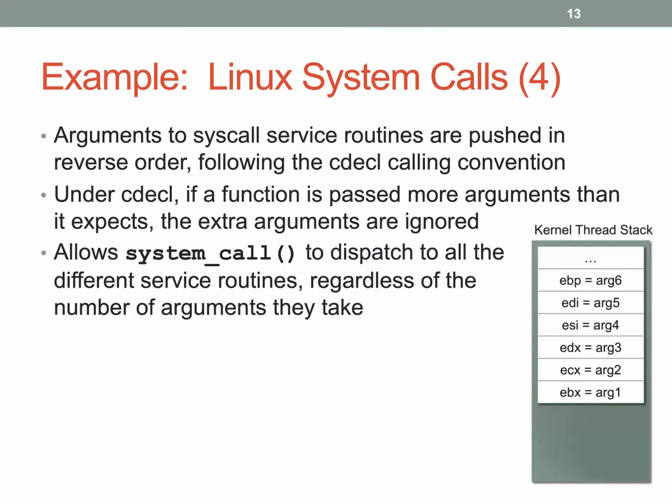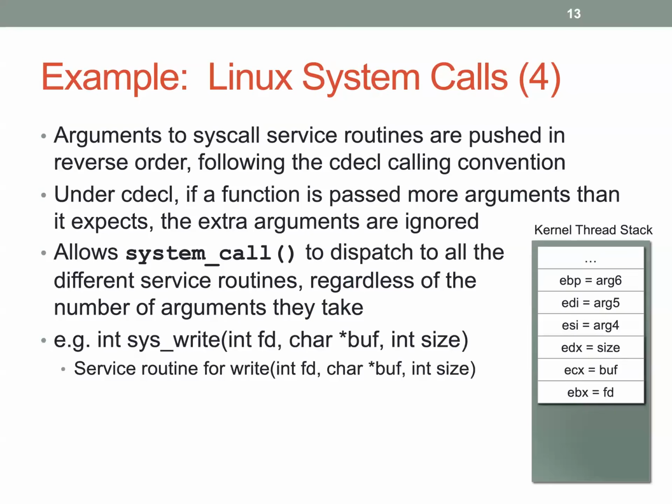So remember how I said that some system calls take 0 arguments and some take 2 and some take 6? Well, the system call handler can always push 6 arguments onto the stack and then just dispatch to different service routines. And if a service routine only needs 2 arguments, it only accesses 2 arguments. But everything has already been initialized the same way, so the dispatcher can just dispatch to any system call implementation that's part of the kernel.